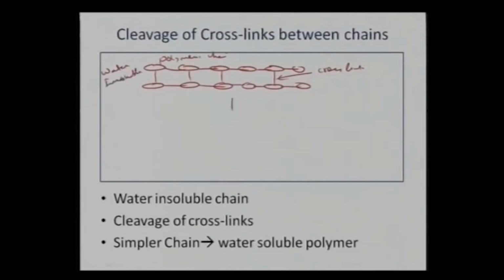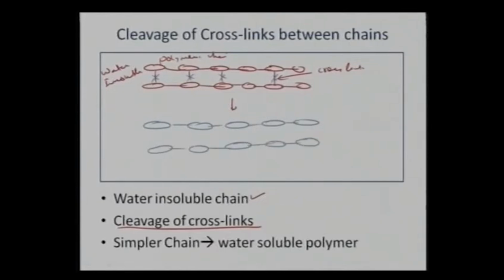In the mechanism of case 1, initially we have the water insoluble chain, and then the cleavage of the cross link starts happening. So we are left with similar polymeric chains standing in isolation but without any cross links, and the inherent nature of these chains is that they become water soluble, because there is no cross linking available between them. The chain gets much freer.